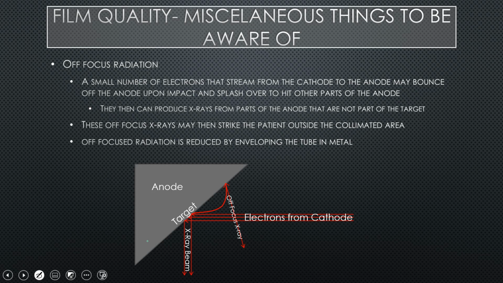These off-focus X-rays may strike the patient outside the collimated area. So off-focus radiation is reduced by enveloping the tube in metal, so even further collimation, like an aperture. So I believe in physics you guys talked about those apertures. You can have a cylindrical aperture or this cone-shaped aperture to help further ensure that the collimation is proper.